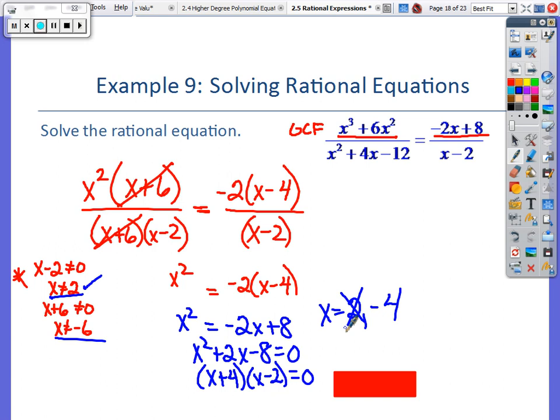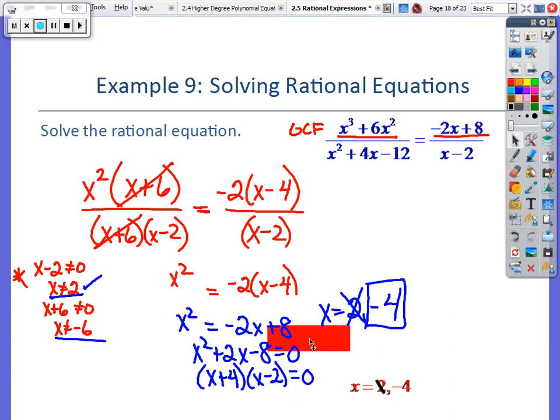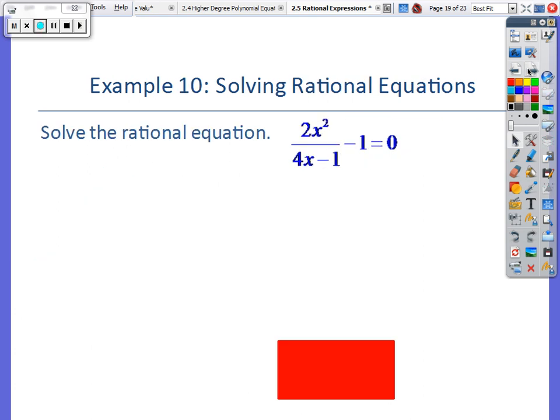I can't plug in 2. Try plugging in 2. You get 0 in the denominator. The worlds are colliding. We don't want that. We want to avoid that at all costs. So really the only answer we have here is negative 4. And so you can see two answers, but one of them has to be removed because it's undefined at that value. Moving on to the next problem.